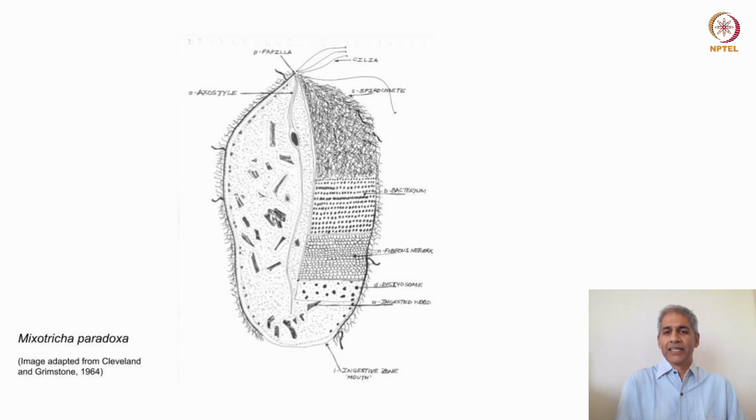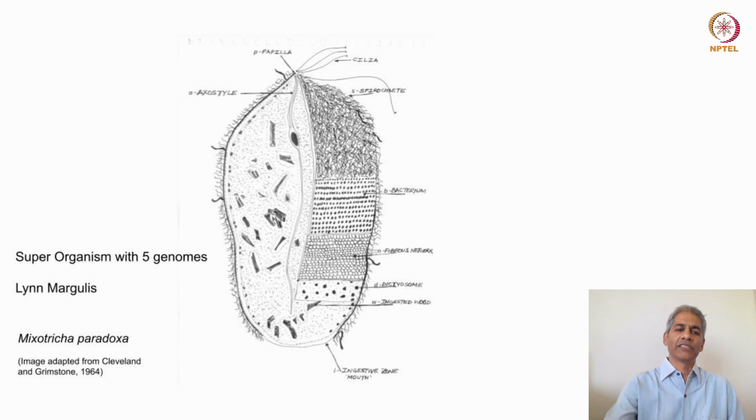And so we have to think about where we consider this animal ending and its symbionts beginning. Or are they all mixed up together? That's the reason why it is known as a superorganism with 5 genomes. And it has been labeled so by a famous evolutionary biologist, Lynn Margulis.